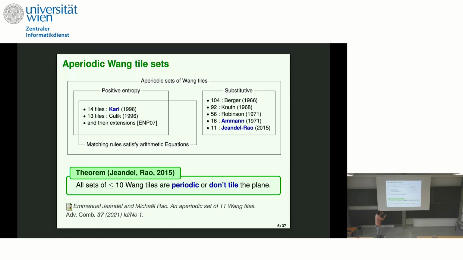So that's the setup. And then Jeandel and Rao in 2015 tested all examples. In fact, they tested with computer exploration that for all sets of 10 or fewer tiles, either they tile the plane periodically or they don't tile at all. So the example they found with 11 tiles was the smallest example in size. So today we will see a little bit more of those 3 examples.